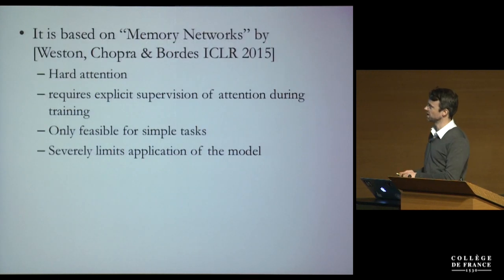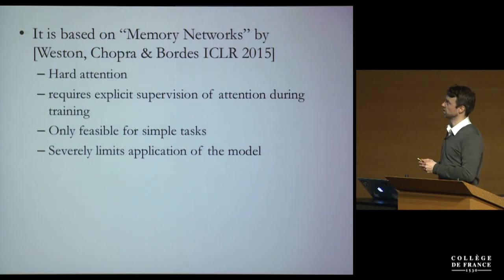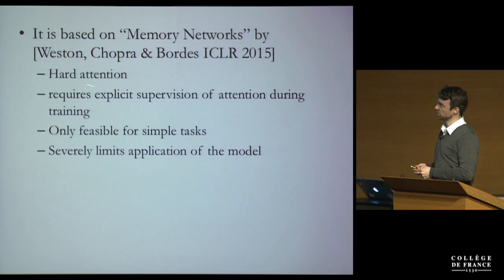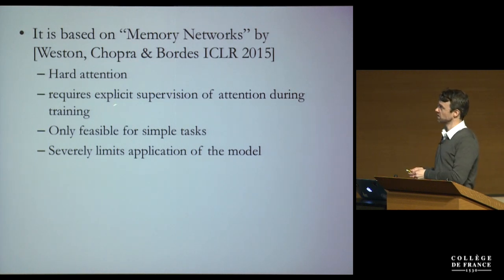The main motivation is that it's an extension of the original memory networks concept that Jason Weston, Sumit Chopra, and Antoine Bordes came up with just a year or two ago. That model was different in the sense that they had hard attention, so it only looked at a single memory location at each time step. The problem with that is that during training, you had to explicitly say which memory it should be looking at. And of course, that's quite restrictive.